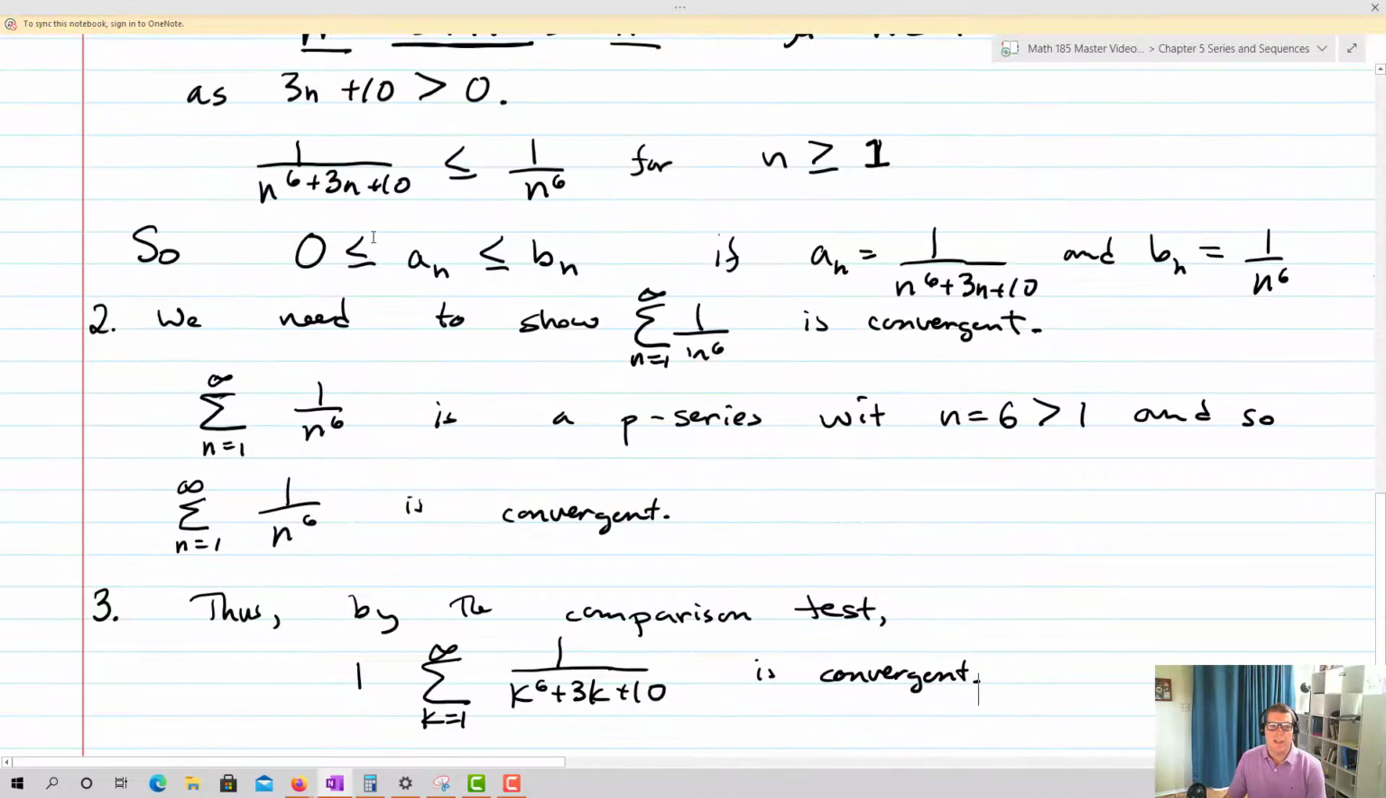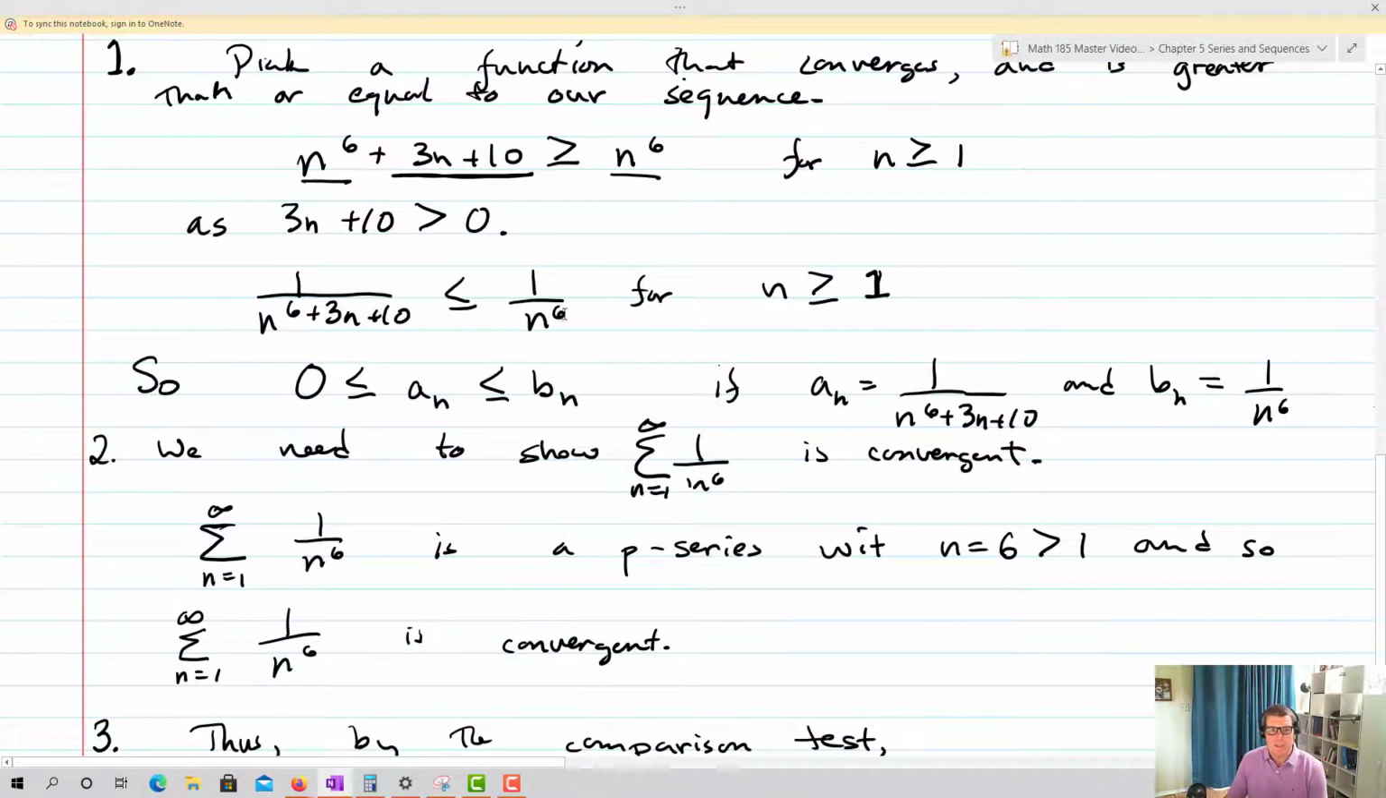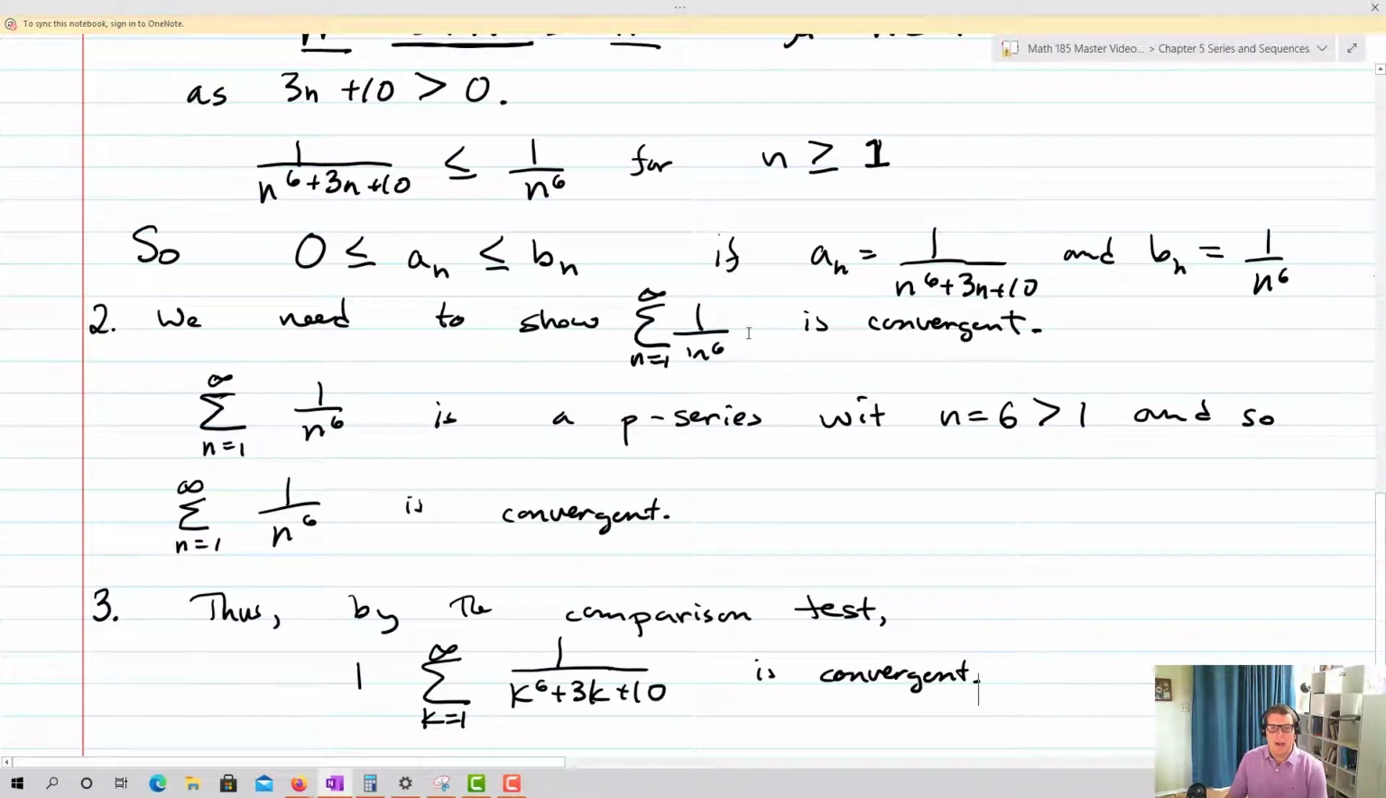One is we need to find a function, b sub n, that's going to be either greater than or equal to or less than or equal to a sub n, for every a sub n. So the first part is to find this function. The second part is to determine whether or not the function that we've shown is either convergent or divergent. We have to actually show it. You might already know, but you do have to show it.